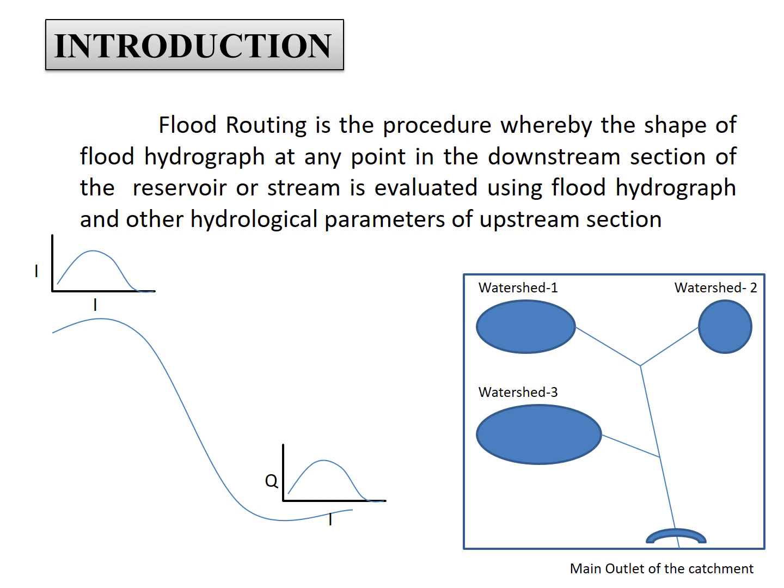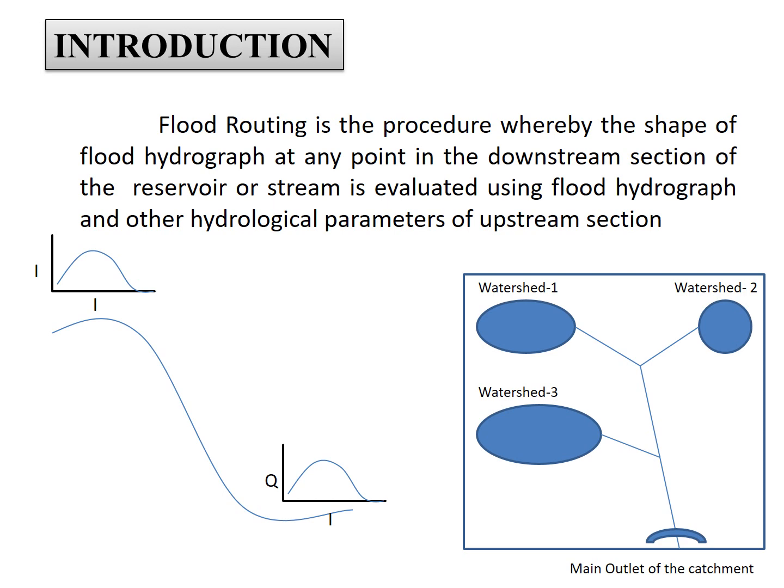That is, flood routing is the procedure whereby the shape of the flood hydrograph at any point in the downstream section of the reservoir or the stream is evaluated using the flood hydrograph and other hydrological parameters of the upstream section. So the definition clearly shows, as in the other picture, that if we have a flood hydrograph at the upstream section, by using this technique we can calculate the flood hydrograph for the downstream section. That is the main motto of this technique.